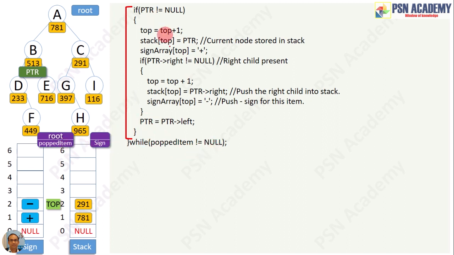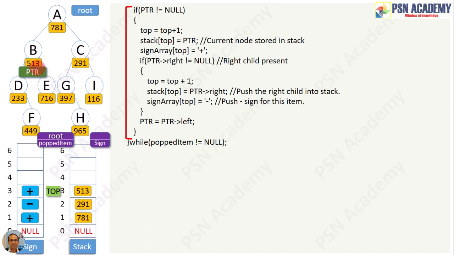So we run this do while loop again and go for this if condition. You say PTR not null. Yes, PTR is standing at 513. So get inside and increment top by 1. So top is standing at 2, it goes to 3. And then you push PTR's address into stack top. PTR's address is 513. So 513 comes over here and a plus sign in the sign array here because 513 is the current address.